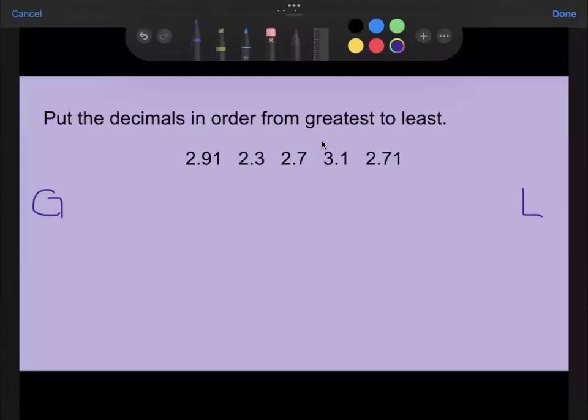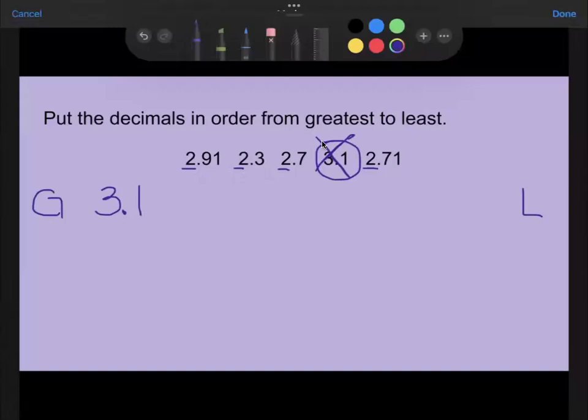So I'm going to start by, since all of them have a number in the ones place, comparing that first. So I see a 2, a 2, a 2, and a 3, and a 2. So that means automatically 3.1 is bigger than all the rest of them. So I'm going to go ahead and put 3.1 over here as the greatest, and then I can cross it off. Now the rest of them all have 2s, so that's not going to help me sort them and put them in order. So I'm going to go ahead and stack these up.